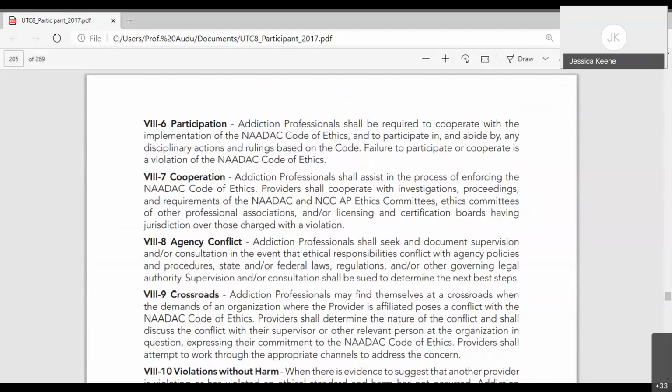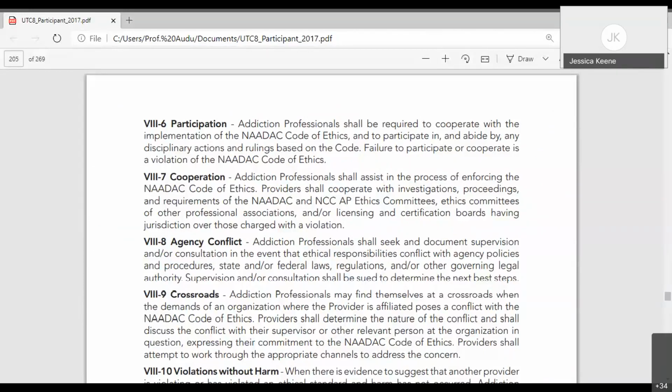Participation: addiction professionals shall be required to cooperate with the implementation of the NADAC Code of Ethics and to participate in and abide by any disciplinary actions and rulings based on the code. Failure to participate or cooperate is a violation of the NADAC Code of Ethics. I suppose this is straightforward.